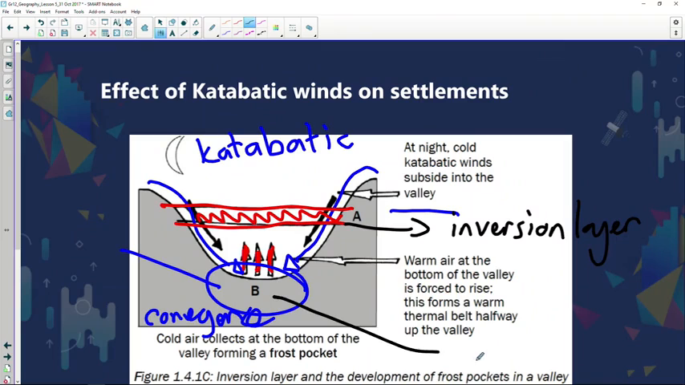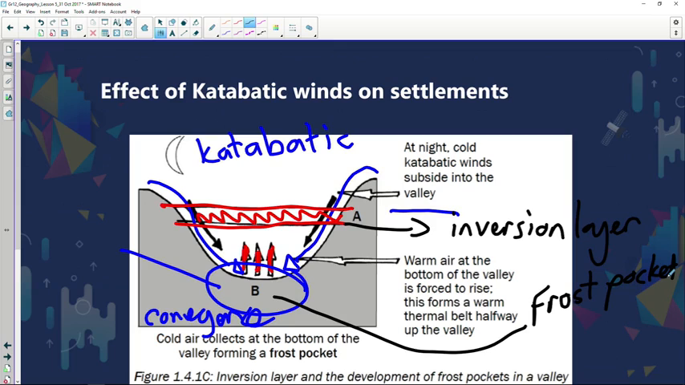For example, all the cold air collected on the bottom of the valley. Where this cold air collects is known as the frost pocket. So all the cold air collects on the bottom of the valley, creating an area known as the frost pocket. What happened to the warm air?